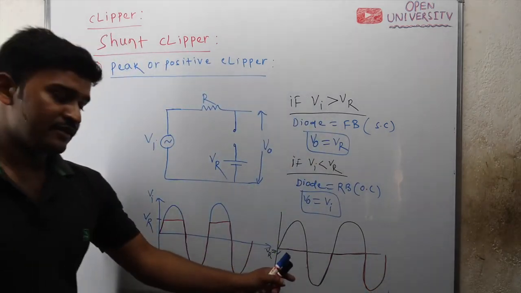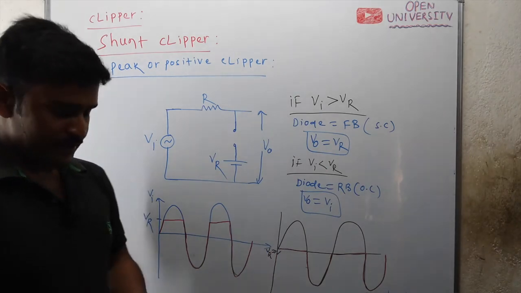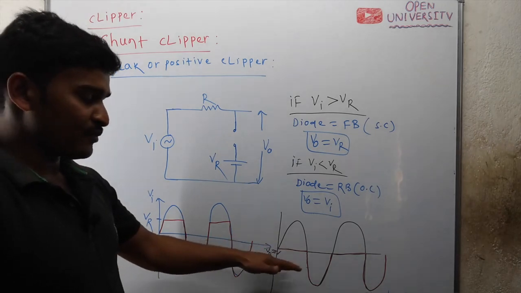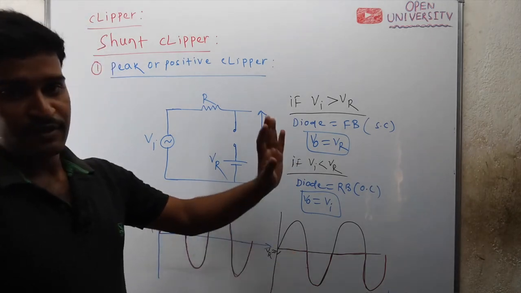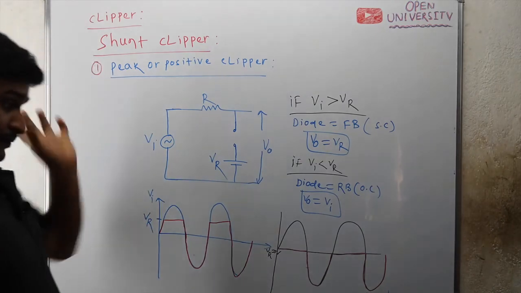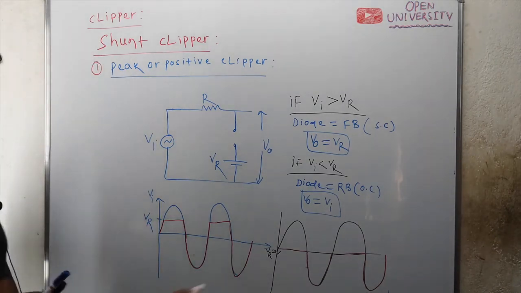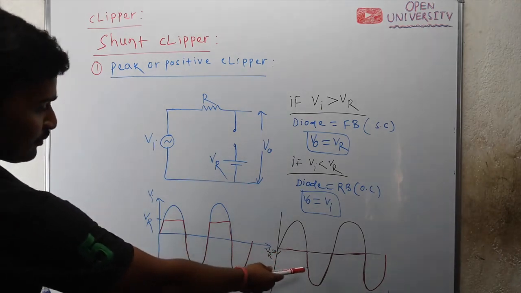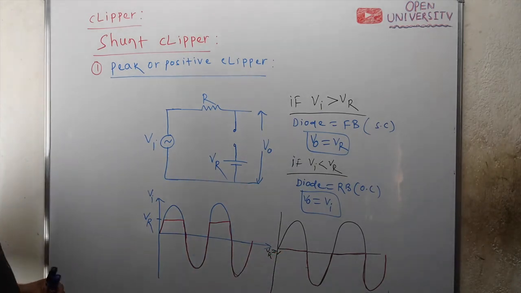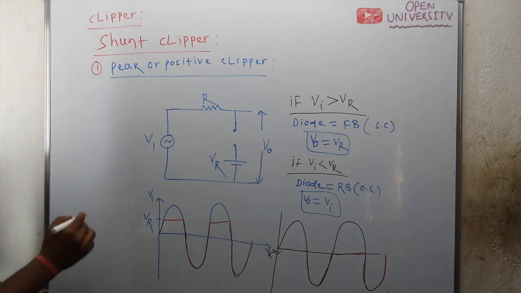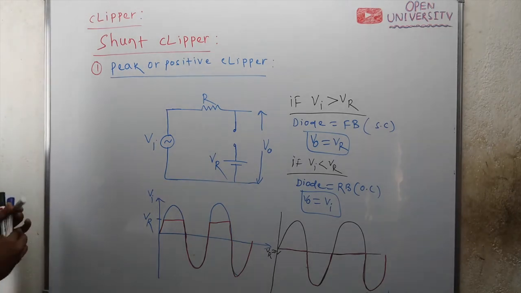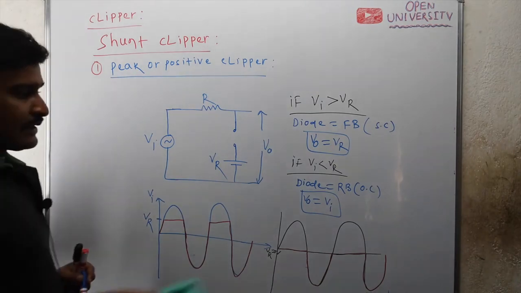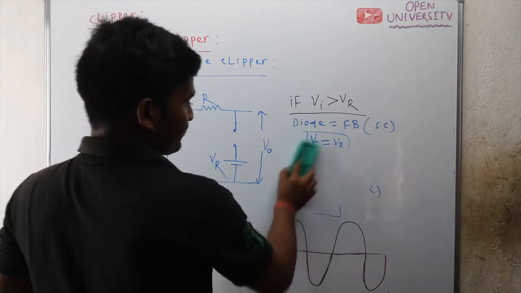When reference voltage is 0 volt, since it is a positive clipper, it will remove that portion of the graph which lies above the reference voltage. Here the reference voltage was 0 volt, so this was the output waveform. The red color is the output waveform when reference voltage is 0. If the reference voltage is negative, then what will be the output waveform?